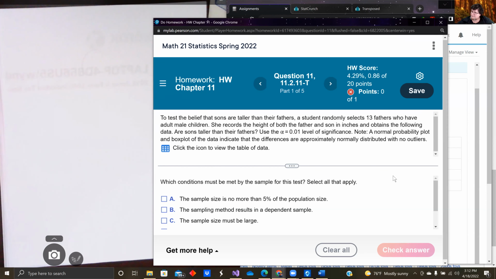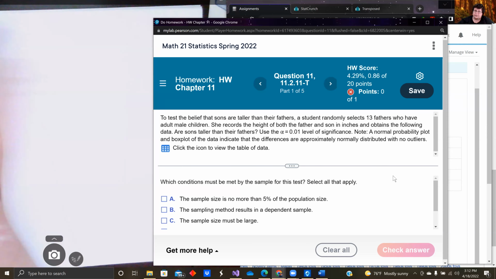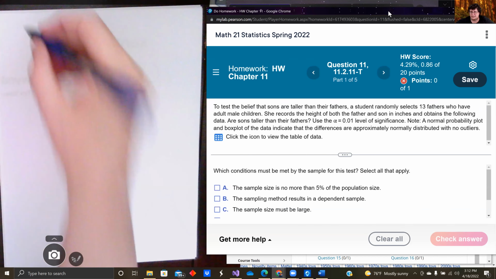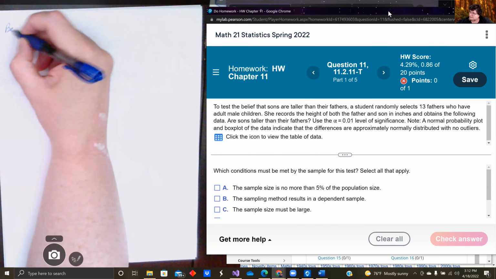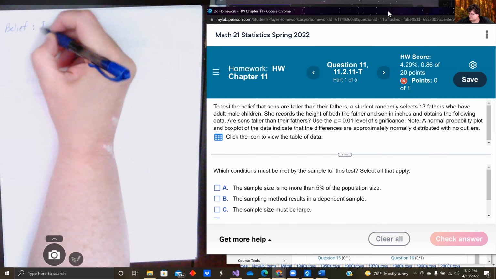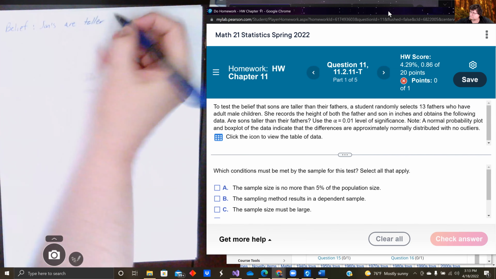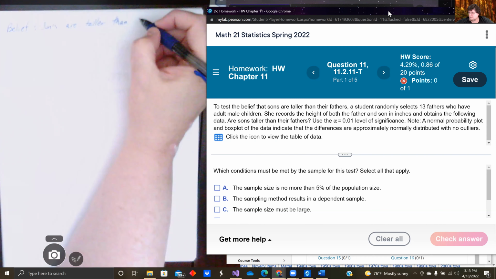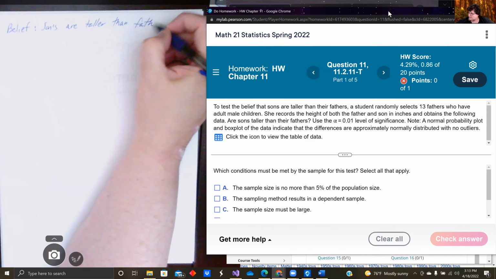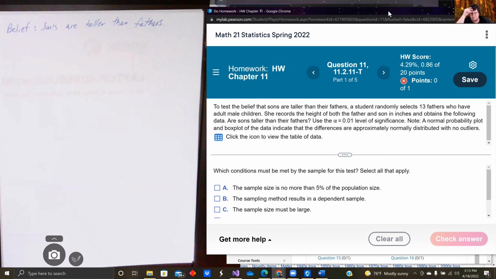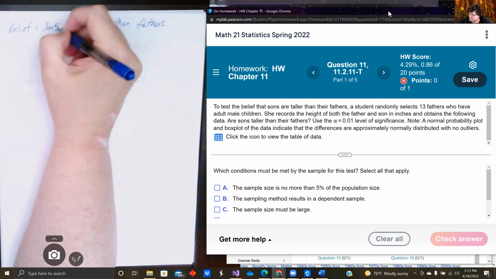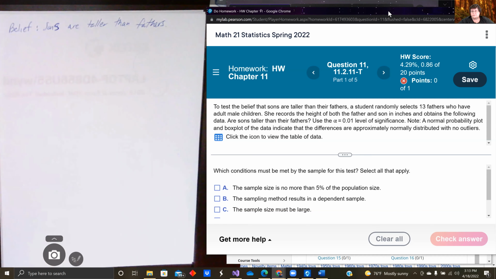I'm going to write that down. That seems pretty important, doesn't it? Sons are taller than fathers. That's the belief. Seems like the point of this problem. I don't know why I use an apostrophe. It's not possessive. Sons are taller than their fathers.